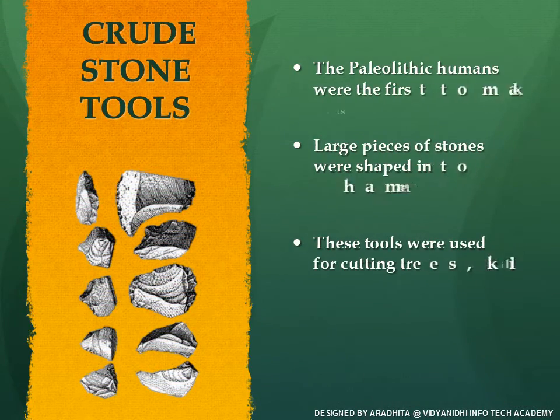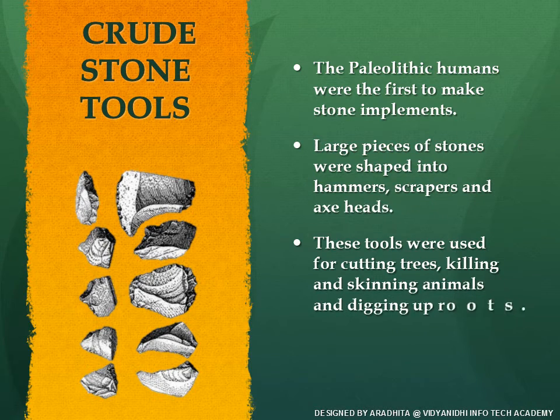Crude stone tools. The Paleolithic humans were the first to make stone implements. Large pieces of stones were shaped into hammers, scrapers, and axe heads. These tools were used for cutting trees, killing and skinning animals, and digging up roots.